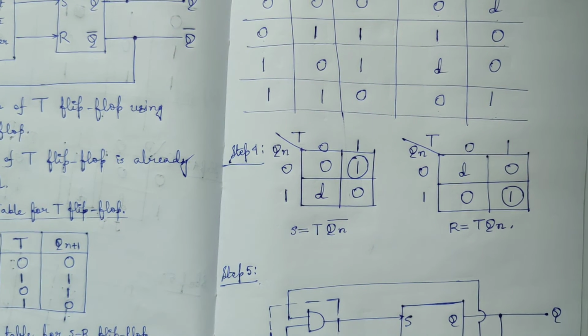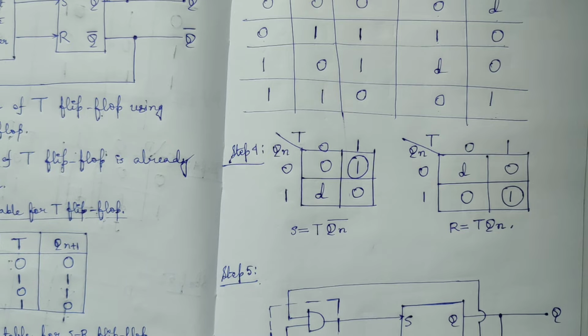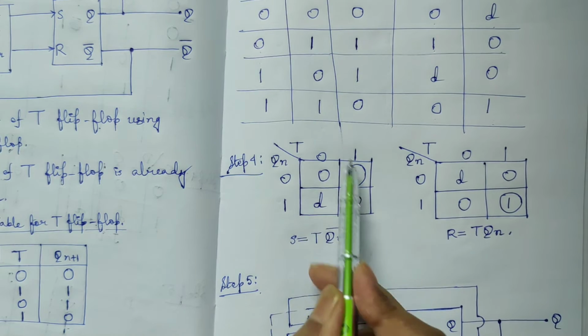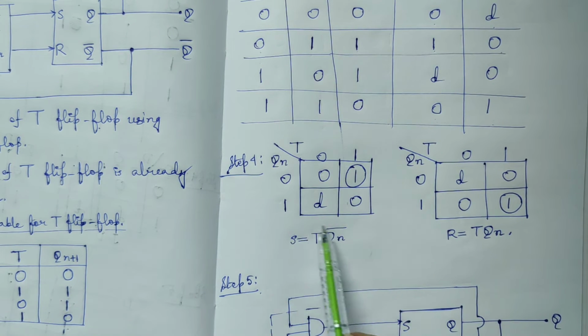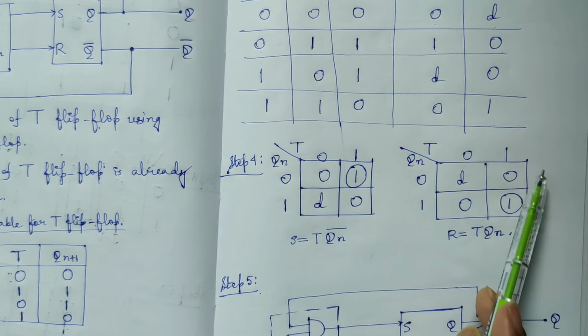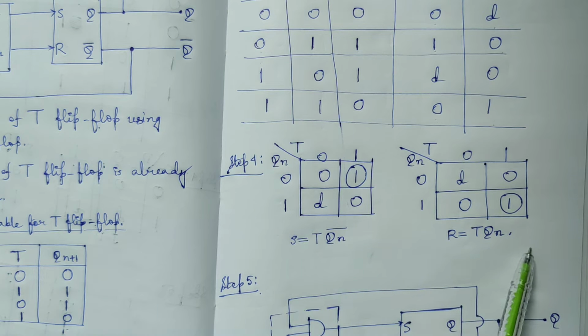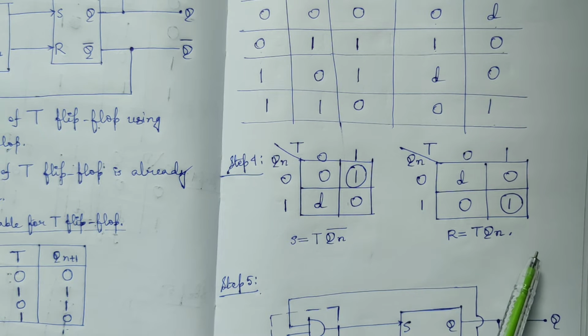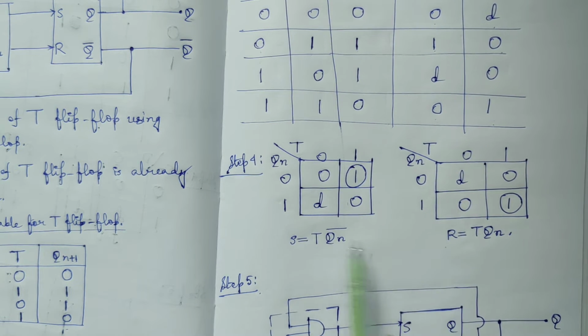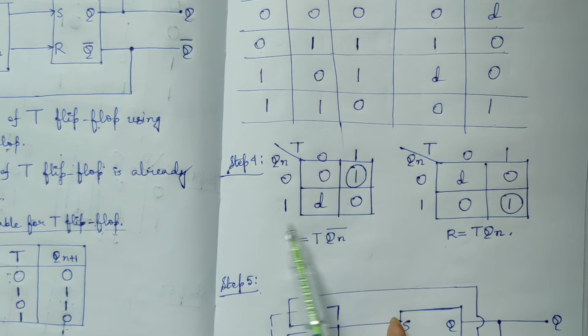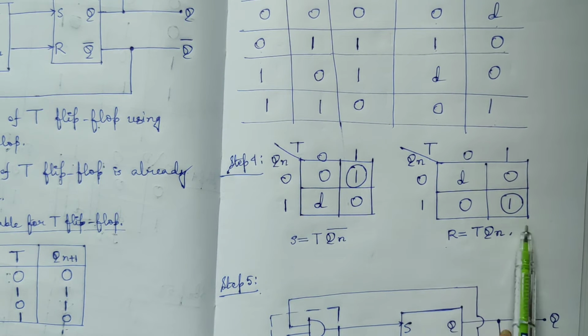Now coming to step 4. Step 4, we will design the K-map to find out the expression of S and R in terms of T and Qn. So this first K-map is to find out the expression of S, and the second K-map is to find out the expression of R. So we can say this is the excitation map for S, this is the excitation map for R.